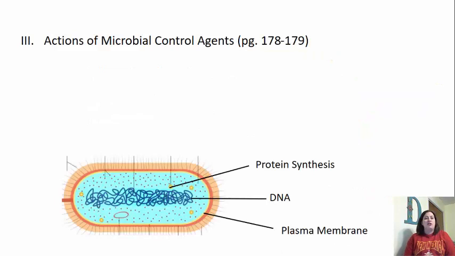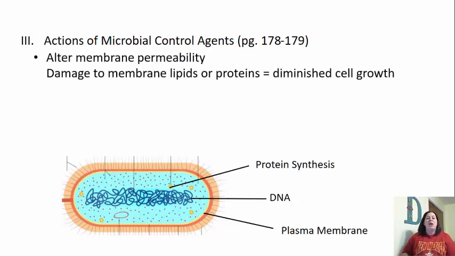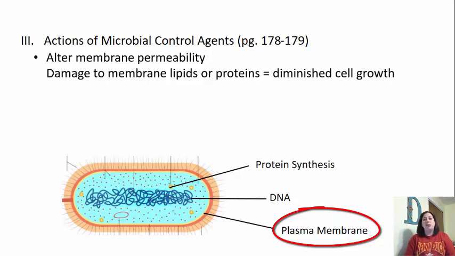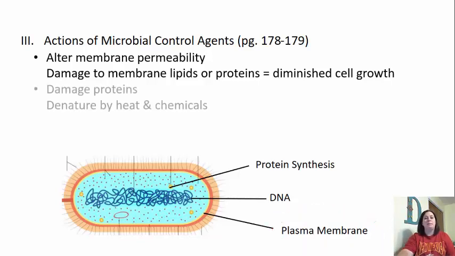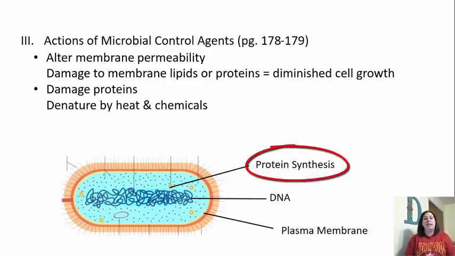So there are some different actions that a microbial control agent can undergo. It's either going to affect protein synthesis, it's going to affect the DNA or the plasma membrane. So one thing is it could alter the membrane permeability. This could damage the membrane lipids or proteins, which diminishes the cell growth because it damages that ability of being able to regulate what moves in and out of the cell. Another thing we can damage is the proteins. It can denature the proteins by using heats or chemicals. And remember, when we denature a protein, it unfolds and it's no longer usable.